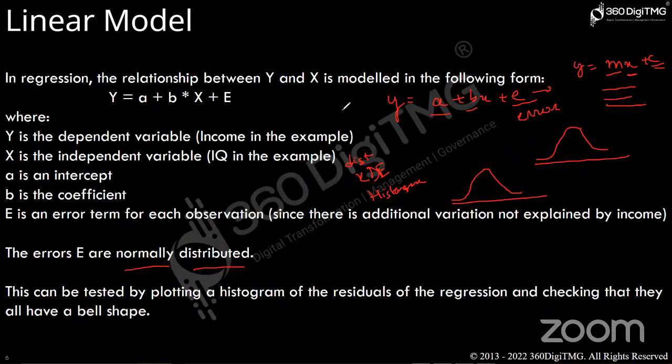So we are talking about this equation. a is the y-intercept, b is the coefficient of x. y is the dependent variable, x is the independent variable, e is the error. Our regression will lie on or depend on this line.